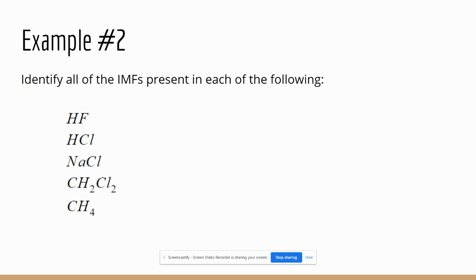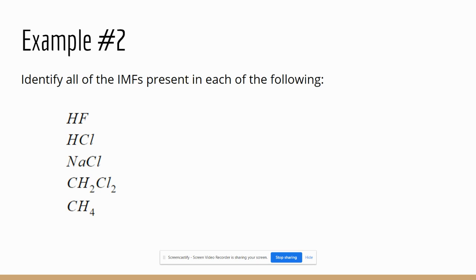All right, HF, it has electrons, therefore it can have LDFs. And then you could either say dipole-dipole or hydrogen bonding. Since hydrogen bonding is a subset of dipole-dipole, you don't really have to say both. So I would say London dispersion force, hydrogen bonding. HCl, it has electrons, therefore London dispersion force. And then the HCl bond is polar, so dipole-dipole.